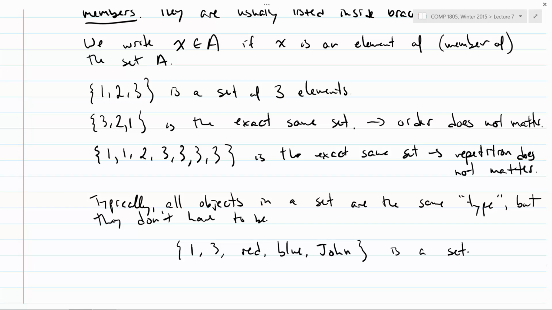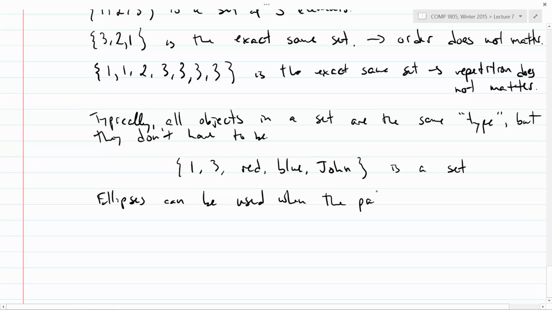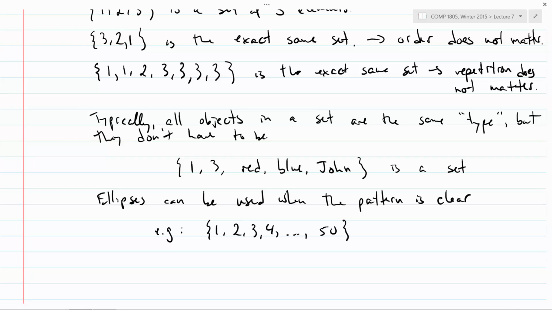Sometimes when you're defining a set, you don't want to explicitly write out every single thing in the set because that's kind of a pain. So you can use ellipses when the pattern is clear. So for example, if I wrote down 1, 2, 3, 4, ..., 50, the only thing that would make sense is if this were the set of all integers between 1 and 50 inclusive.